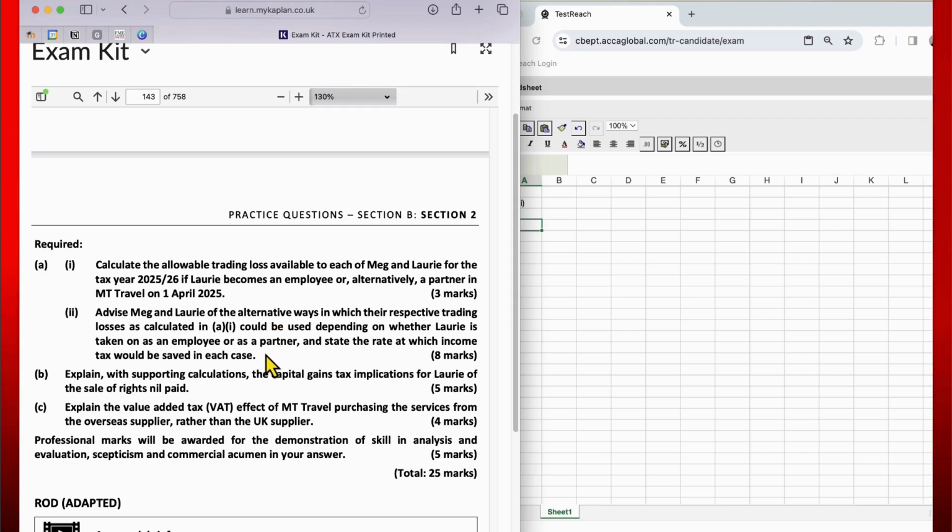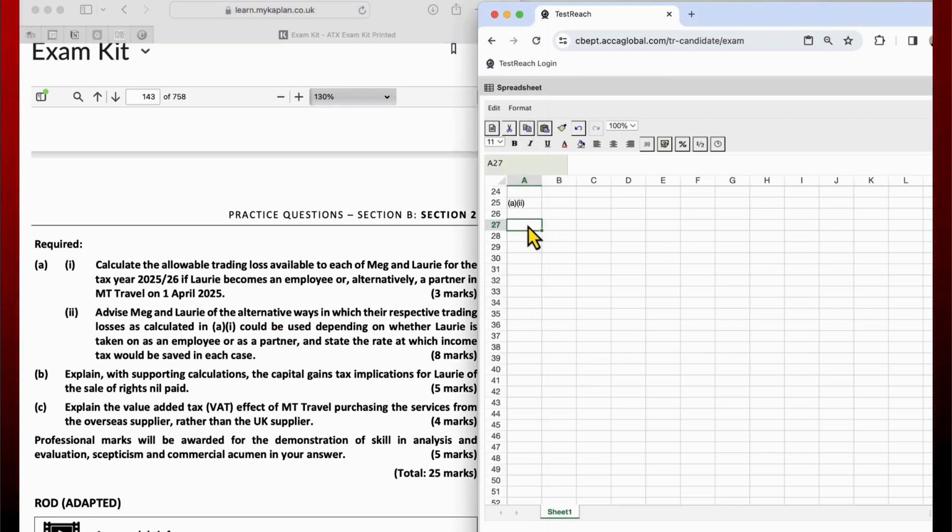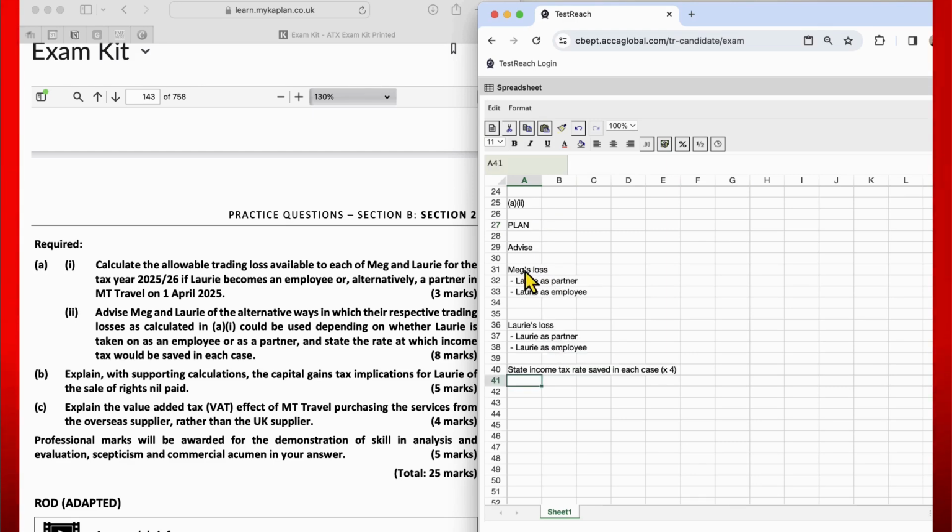So looking at that information, pulling out the key words and things that I need to help me with my structure, I'm going to come up with a little mini plan for my answer. I've taken the keywords out by pulling out the command words advise and state. It says I have to advise Meg and Laurie of the alternative ways in which their respective trading losses, so that word respective is pointing me towards the fact I need to consider them separately. That drew me to put a heading saying Meg's loss and one saying Laurie's loss.